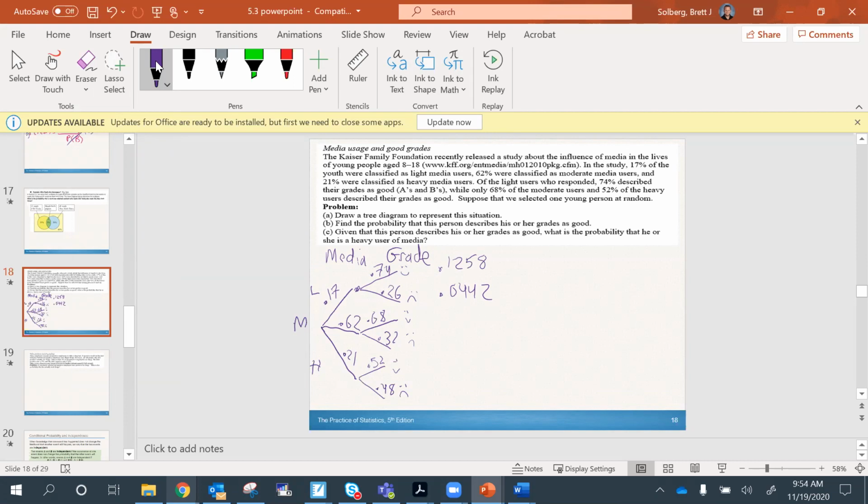Now I'll go to moderate user, 0.62 times 0.68. That's going to be that they were a moderate user with good grades, and that's 0.4216. And then that they were a moderate user with bad grades would be 0.62 times 0.32, which is 0.1984.